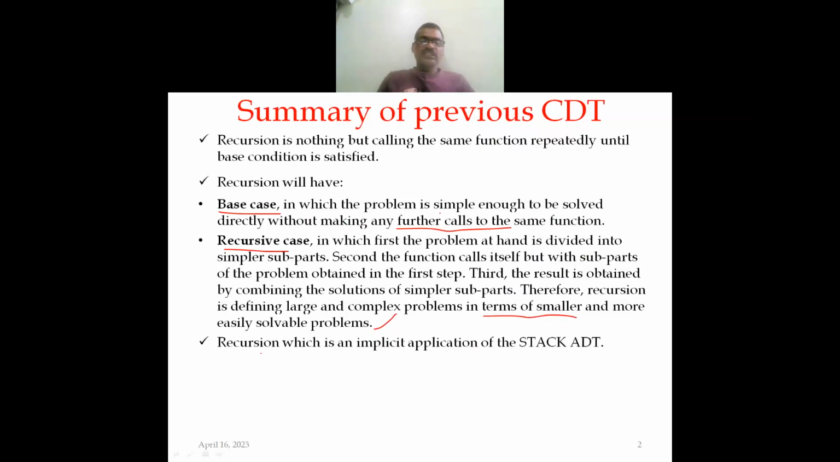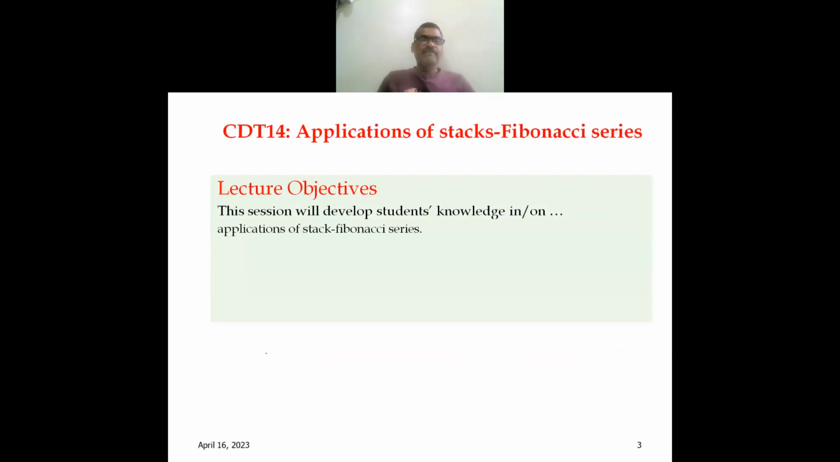And we had a discussion that recursion is an implicit application of the stack ADT. That is, a system stack is used whenever we write any recursive function. So while executing that recursive function, the system stack will be used implicitly.